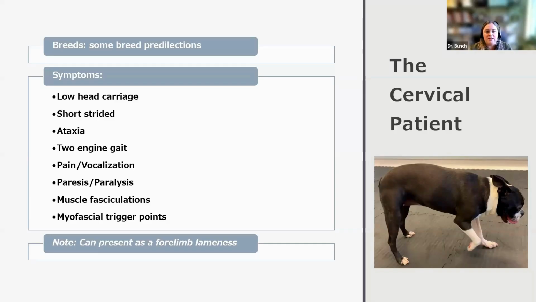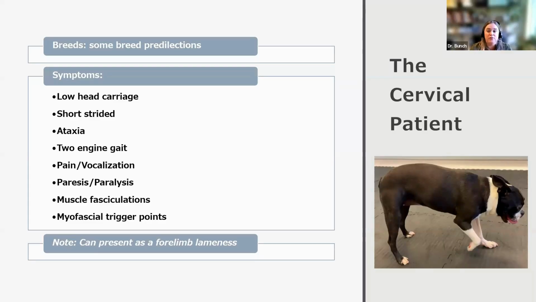Generally, we may see a low head carriage. We always say, if you're trying to get the dog to look at you and its eyes look at you, but its head does not follow, that might be that the neck is bothering it. Short-strided, you may have ataxia, a two-engine gait, so that would be short and choppy in the front and long and lopey in the back, because we've got that lower motor neuron.